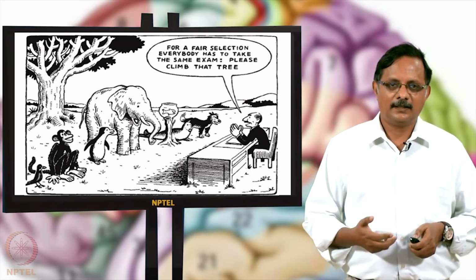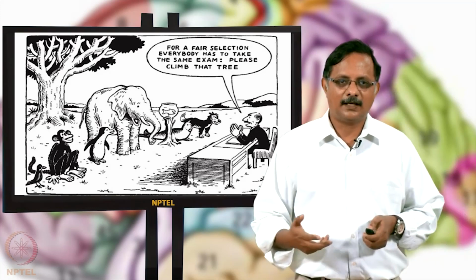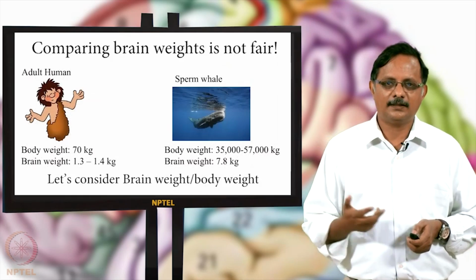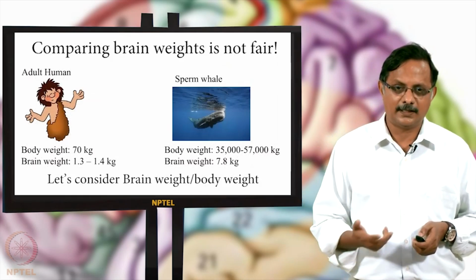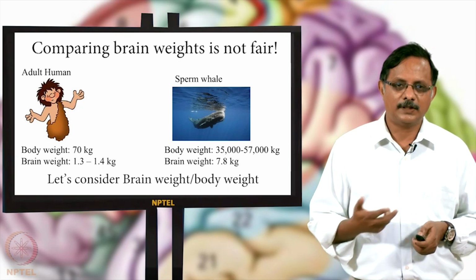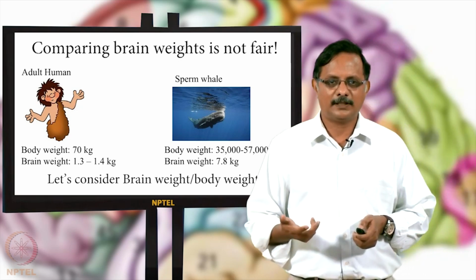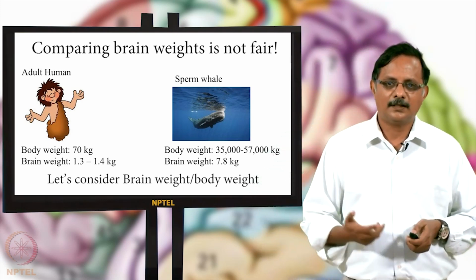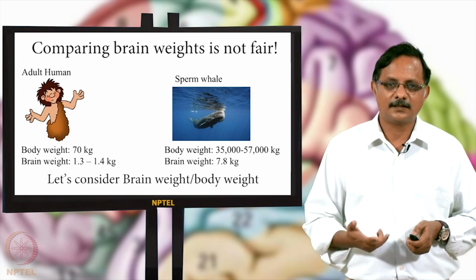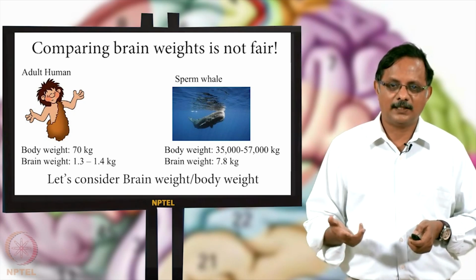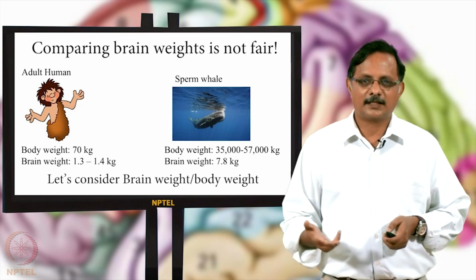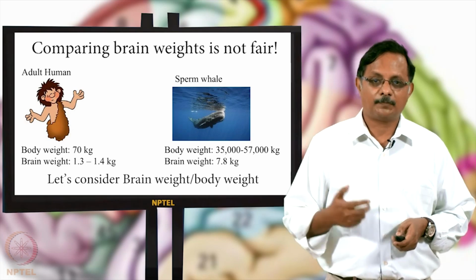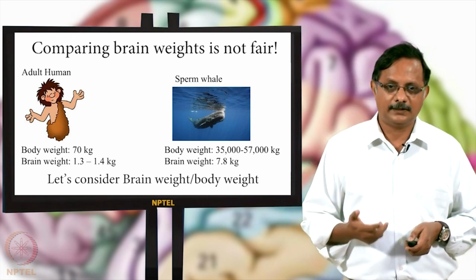That is not fair, because a large animal would need a larger brain, right, to control that huge body. So, for example, comparing a whale's brain with a human brain is not fair, you might say, because a human body weight is about 70 kilos and brain weight is 1.3 kilos, whereas a sperm whale is like a huge hunk, with about 35 to 57 tons of body weight, whereas the brain weight is only 7.8 kilos. So, maybe just comparing the raw weight of the brains is not fair; you should probably compare brain weight as a ratio of some body weight.